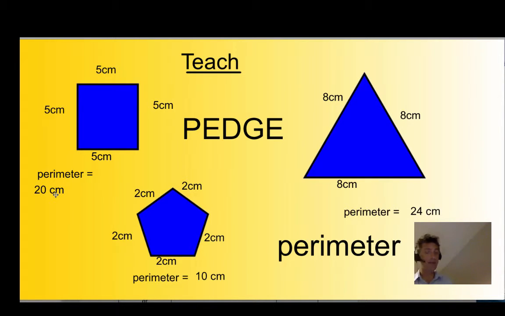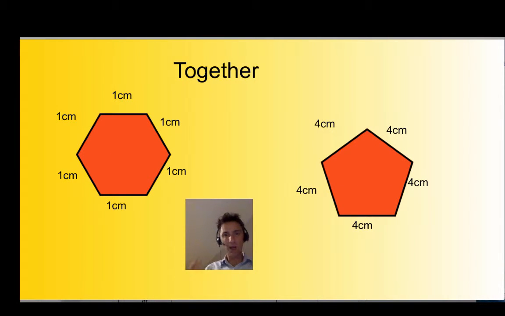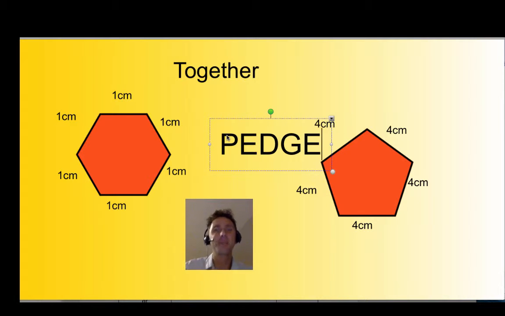Okay, it's time for you to have a go. Well, let's do it together. Let's have a go at doing it together. Okay, and we're back. Look at these two great shapes. We've got ourselves a hexagon, and we've got ourselves a pentagon. Okay, now, what is the perimeter of these shapes? What is the pedge of these shapes? You've got to measure the edges. Now, let's measure them together.